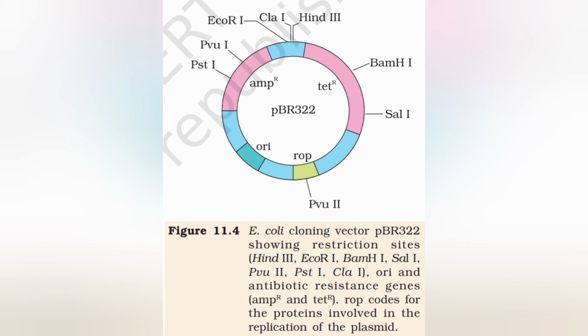The PvuII site is present in the rop gene of the plasmid. Then EcoRI, ClaI and HindIII are the sites that are present outside or in between the ampicillin and tetracycline resistance genes. The ori sequence is there from which the replication starts.